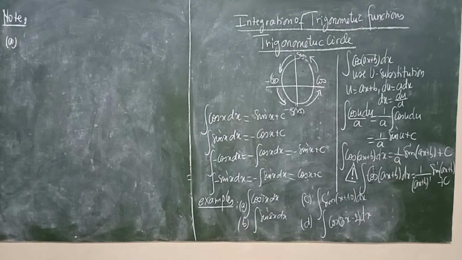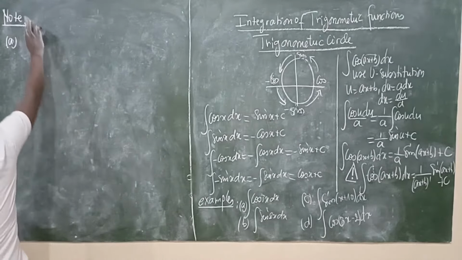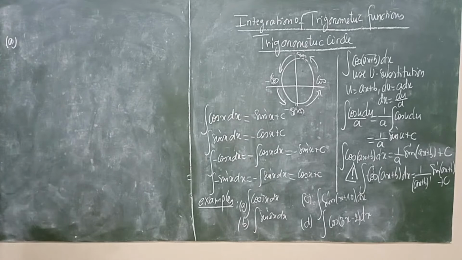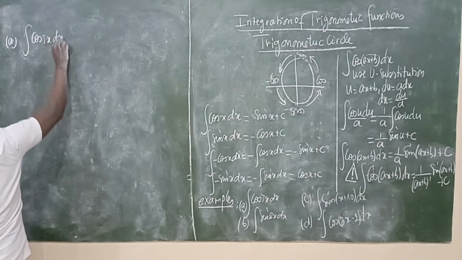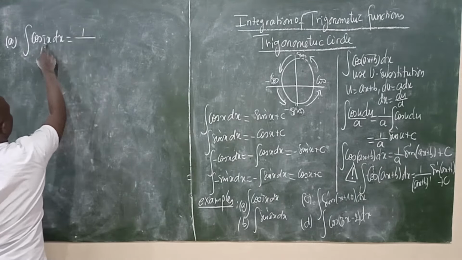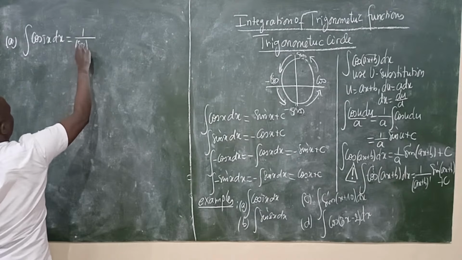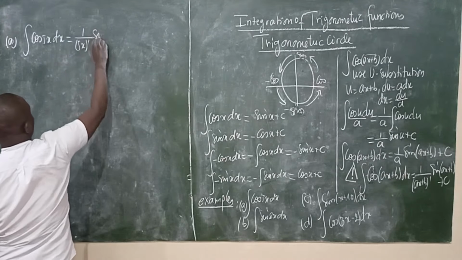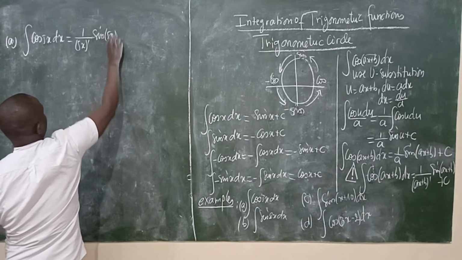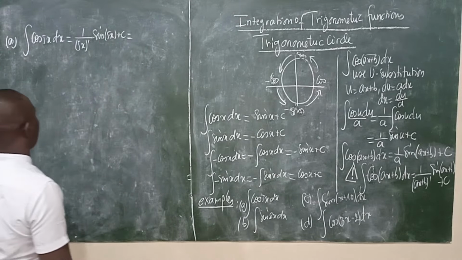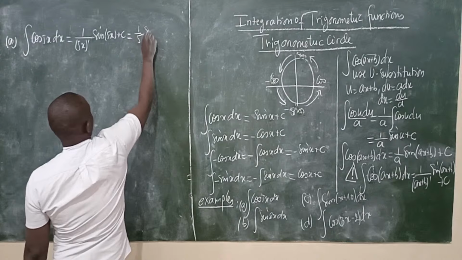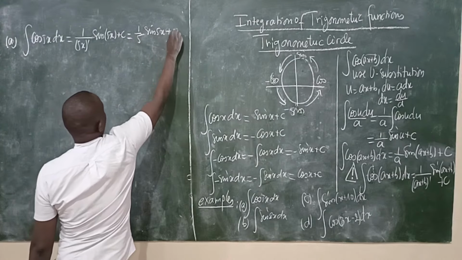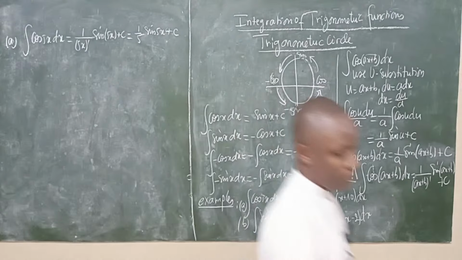For A, let me delete this note. The integral of cosine 5x dx is equal to 1 over the derivative of 5x, times sine 5x plus c. What is the derivative of 5x? That is 5. So this is 1 over 5 times sine of 5x plus c.